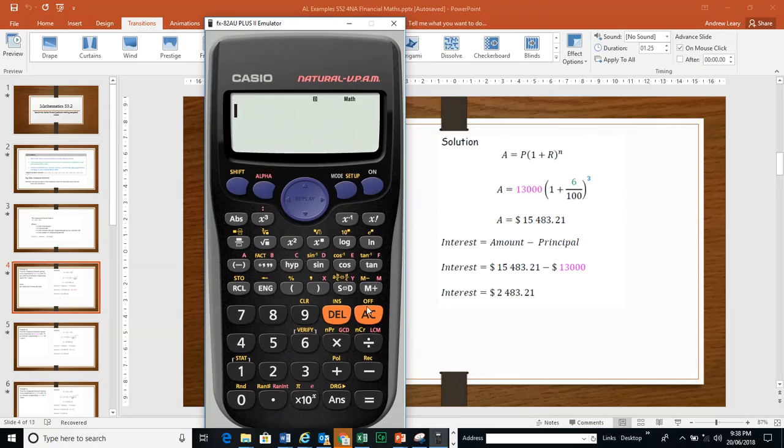I'm just going to go through the calculator steps so that you understand. So 13,000 times, you can actually leave that out, go straight to the brackets, 1 plus 6 over 100. So press the replay to get it back over here. Close the brackets. This button here to go to the power of 3, equals, and we get this number here.